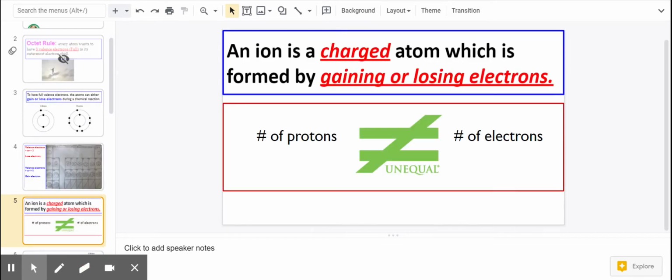Okay, so now here's the concept. What does it mean by ion? We kind of introduced it last week. An ion is a charged atom, which is formed by either gaining or losing electrons. As we know, the number of protons determines the element, and the number of protons does not change. But when we gain or lose electrons, the number of electrons no longer equals the number of protons. When they're not equal, positive and negative can't cancel out, and the atom becomes charged. We call the charged atom an ion.